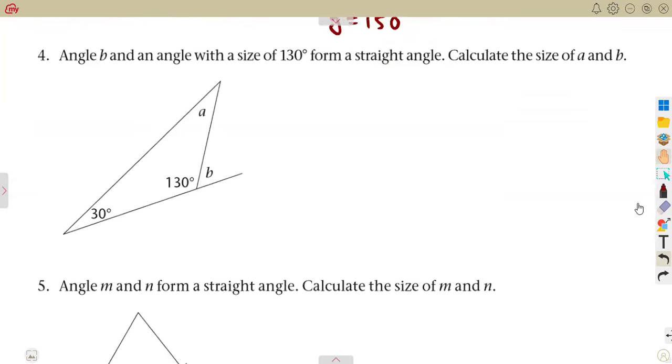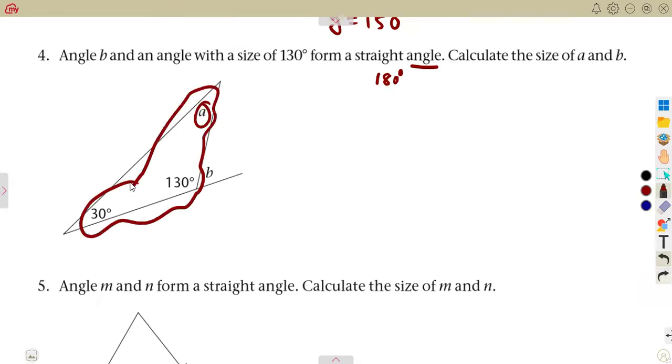Angle B and the angle with the size of 130 degrees form a straight angle, okay, which is a straight line. Whenever they talk about a straight angle, it means they form a straight line. Angles on a straight line, 180 degrees. Calculate the size of A. And we are back again to the last part that we had. All right, we can calculate angle A.